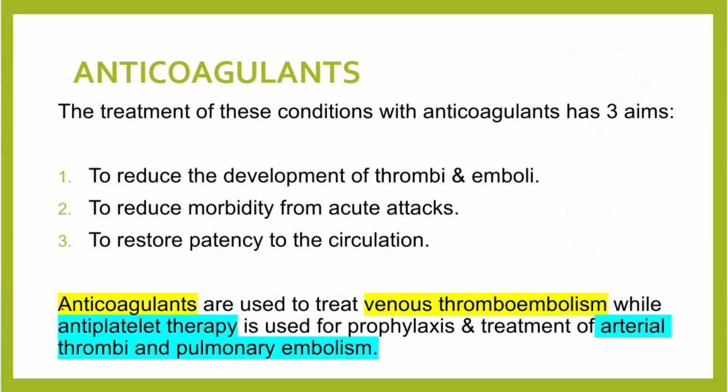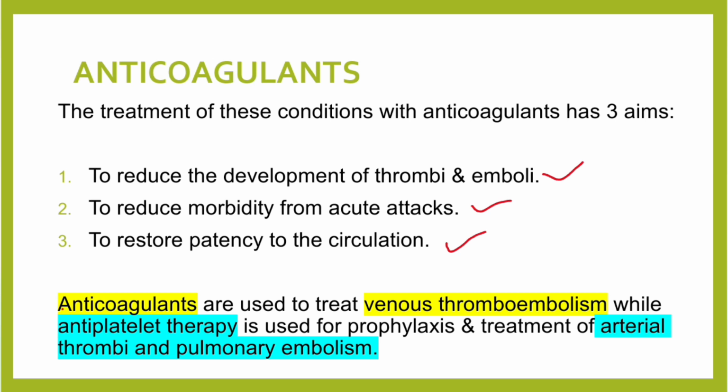Treatment of PE and DVT with anticoagulants has three main aims. Number one is to reduce the development of thrombi and emboli. Number two is to reduce morbidity from acute attacks. This can happen like in the coronary arteries or in the cerebral vessels. These events can actually cause sudden death, so you need to reduce morbidity. And number three is to restore patency to the circulation.